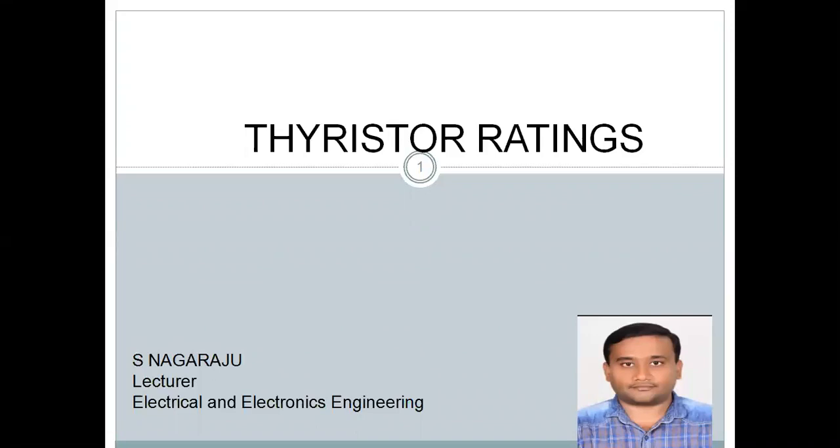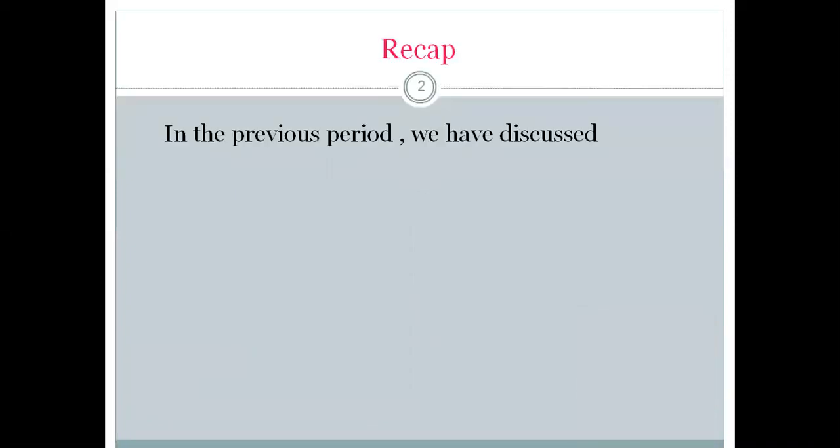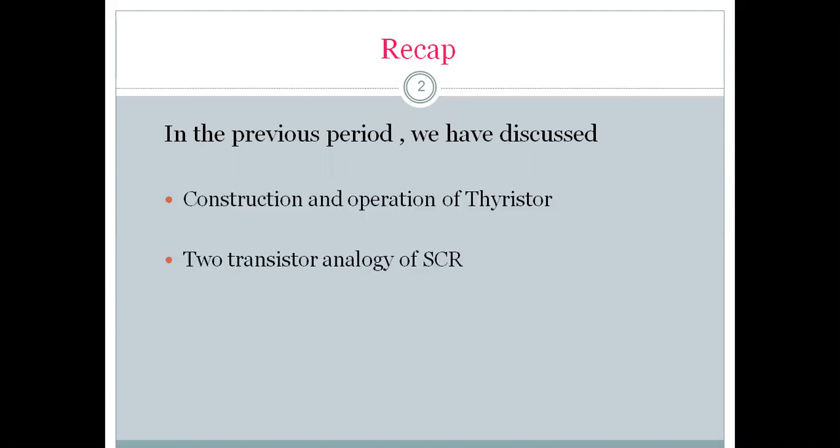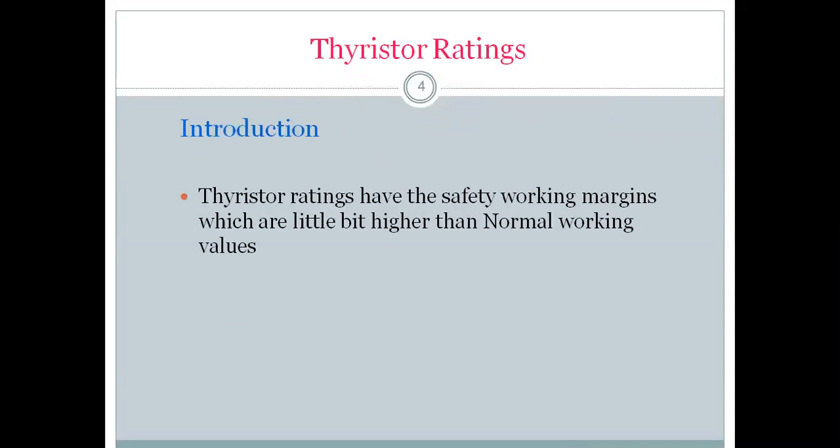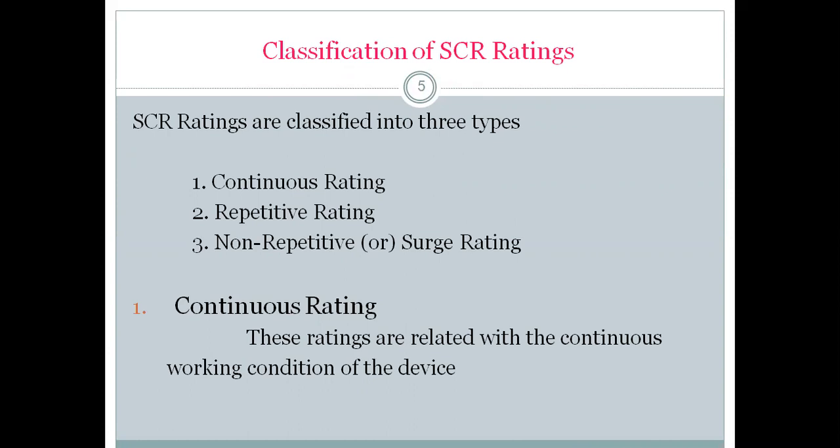SCR ratings are classified into the following types depending on conditions. They are continuous rating, repetitive rating, and non-repetitive rating, also called surge rating.